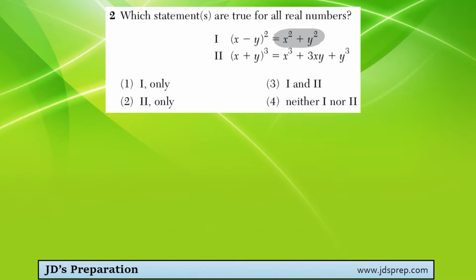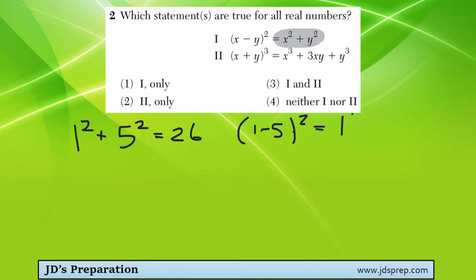For example, let's give x a value of 1 and y a value of 5. So that's x squared plus y squared, right? 1 squared plus 5 squared equals 26. Now, is that the same thing as (x minus y) squared, which is (1 minus 5) all squared? That would become positive 16. So there's a real quick proof that this is not true for all real numbers. So that rules that one out.